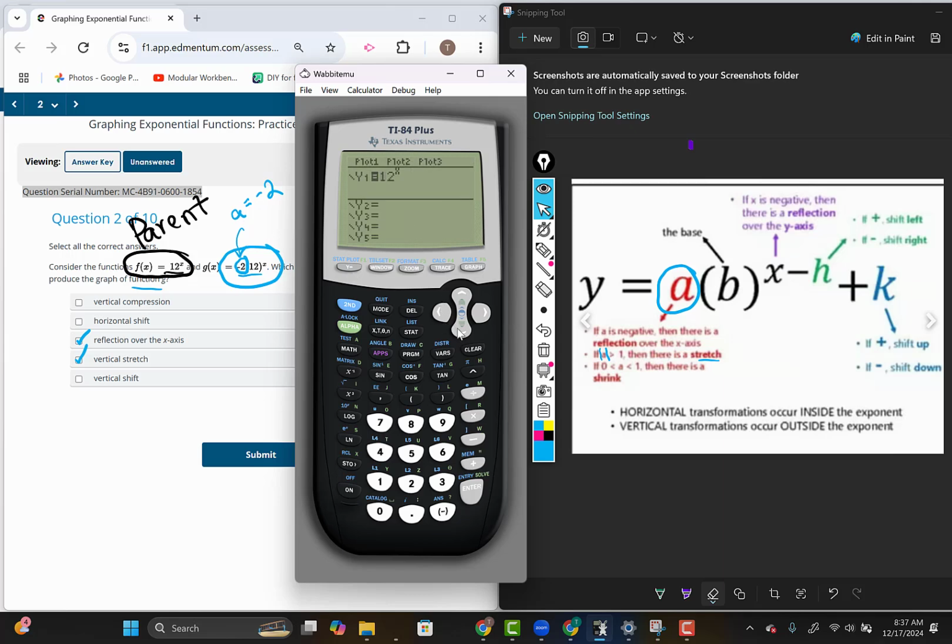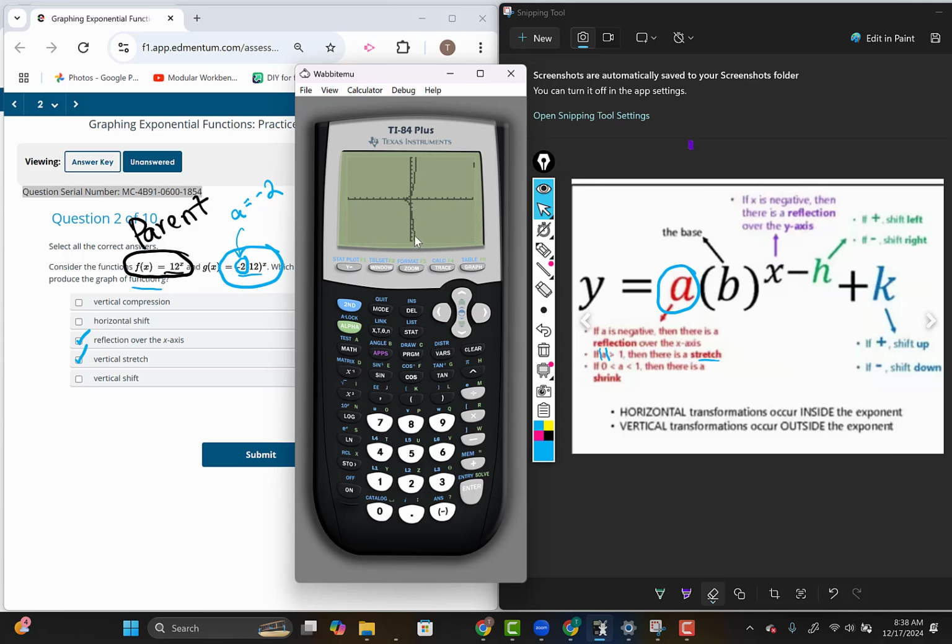All right, now we're going to go down to y2 and we're going to type in the transform function, which is negative 2 parentheses 12 close parenthesis raised to the x power. And we're going to graph this and see how it's transformed. Usually the calculator trick works better if we're shifted left, right, up, down. So this will be a little bit tougher to see.